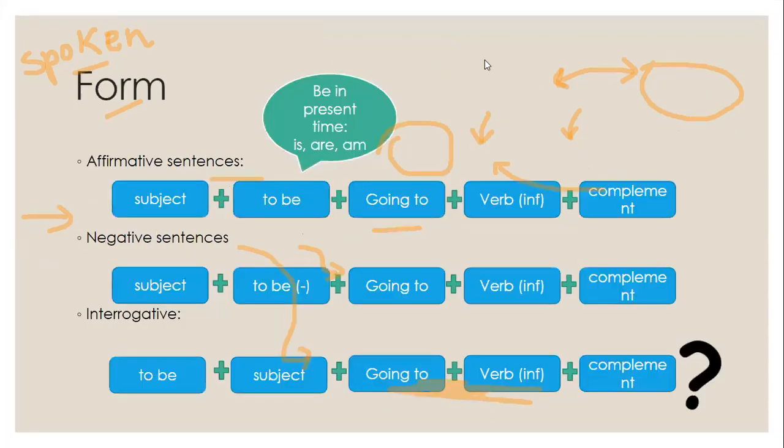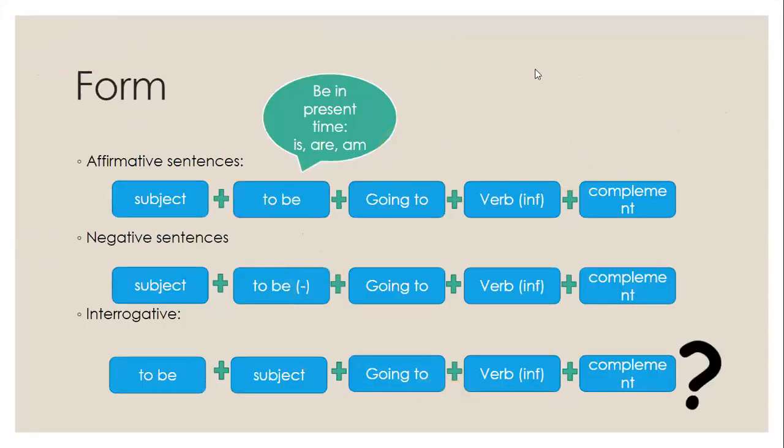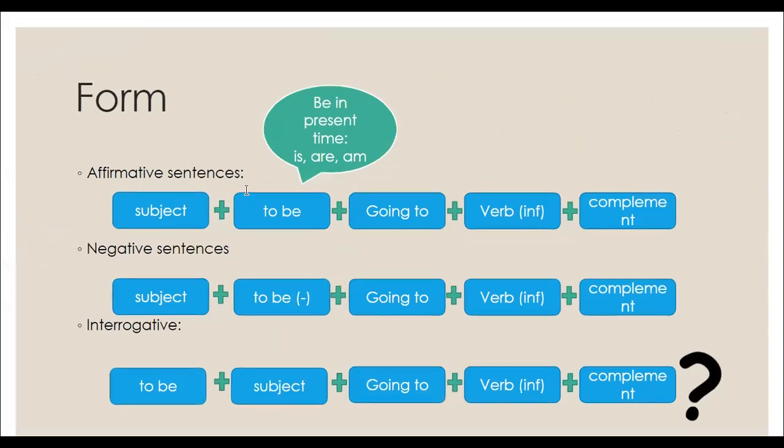Now, about the structure, it's quite simple. It's very, very simple. What we have is subject, the verb to be, "going to", a verb infinitive, and then we have a complement. For example, I'm going to buy a car. So there we have it, easy peasy. We have the subject, verb to be, then we have "going to", then we have a verb in infinitive, and then we have a complement. In negative is the same, just that we change the verb to be for negative. I am not going to buy a car.